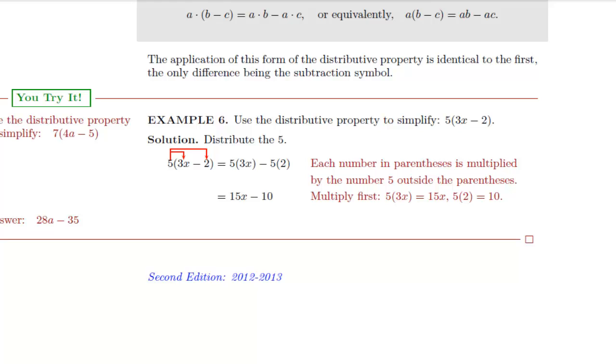Example 6. Use the distributive property to simplify 5 times the difference of 3x and 2. Solution. Distribute the 5. 5 times the difference of 3x minus 2 equals the product of 5 and 3x minus the product of 5 and 2. The product of 5 and 3x equals 15x, and the product of 5 and 2 is 10. So we get 15x minus 10.